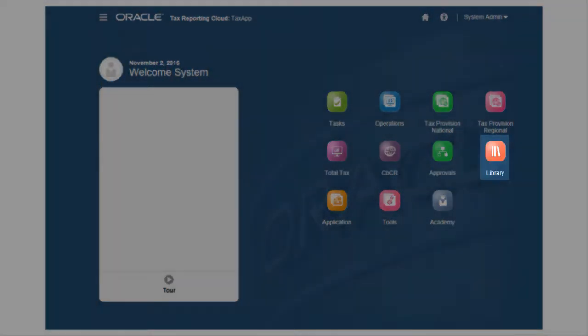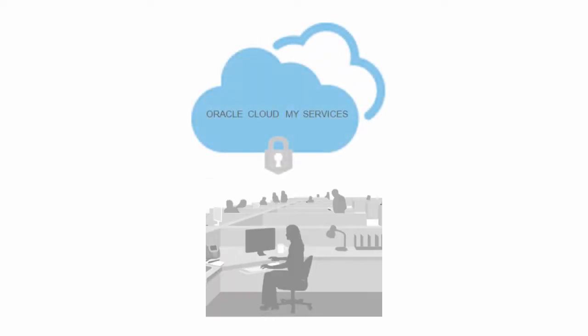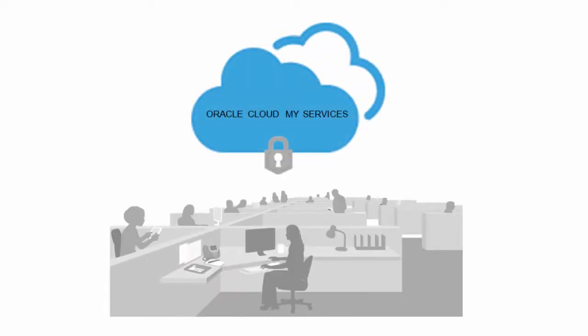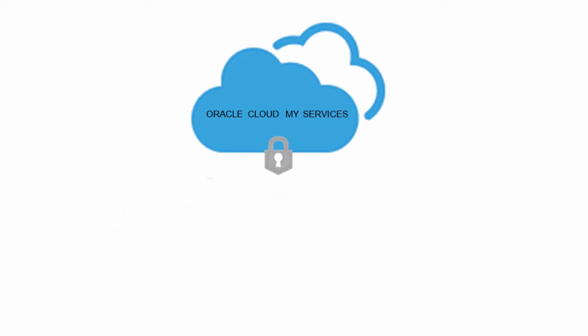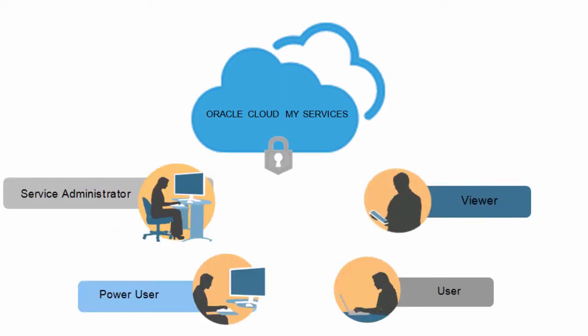Open the library to review the dashboards, reports, and forms that are provided to determine if you'll need to create custom content. For example, will you need to create forms for reporting requirements, for direct data entry, or for supplemental data and provision packages? Next, use Oracle My Cloud Services to implement security and to create and provision users or groups.